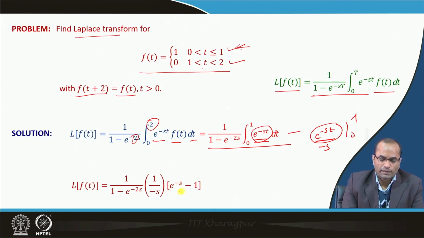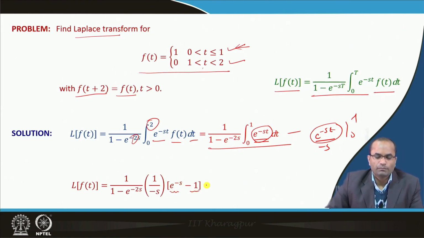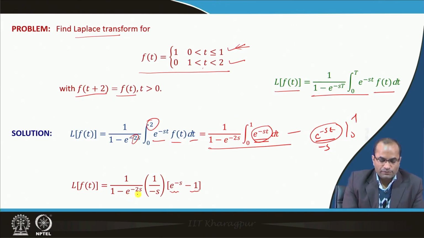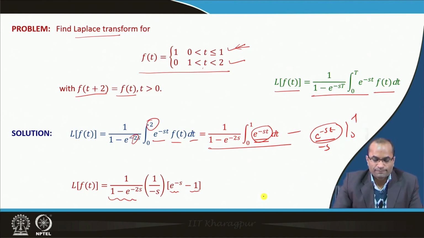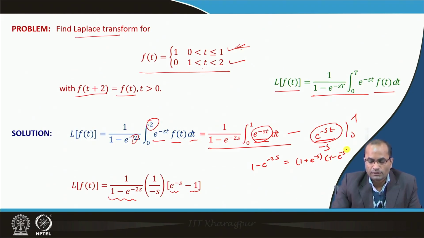So, we have e power minus s and then minus 1. Here we can do some more simplifications. So, here 1 minus this e power minus 2s. 1 minus e power minus 2s is like a square minus b square, which can be written as 1 plus e power minus s and 1 minus e power minus s.